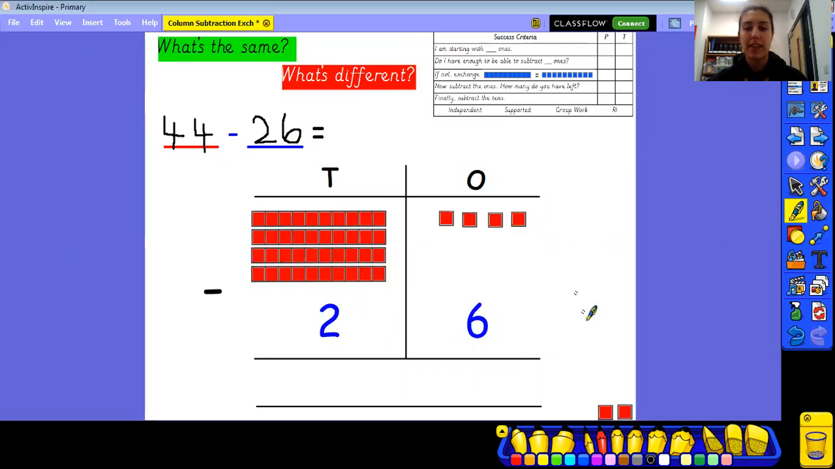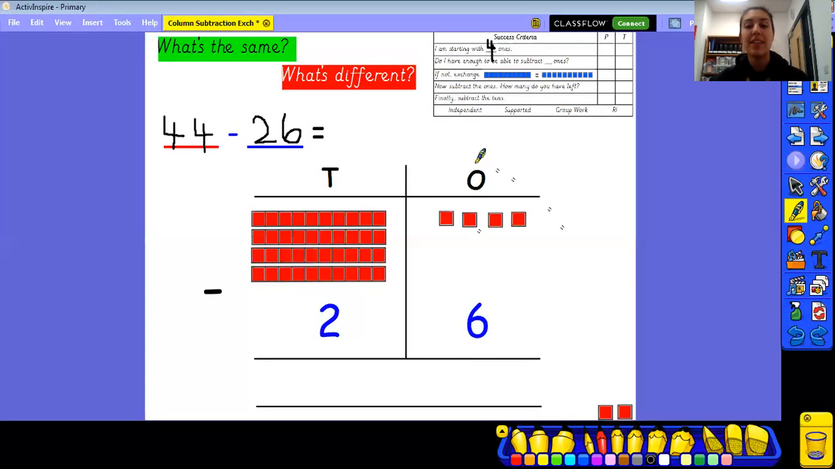Following our success criteria then to work out the answer. I am starting with, well, this time I'm not starting with 0 ones like I was before. I'm starting with 4 ones. Do I have enough to be able to subtract 6 ones? Well, let's see. 1, 2, 3, 4. No, I don't. I do not have enough to be able to subtract 6 ones.